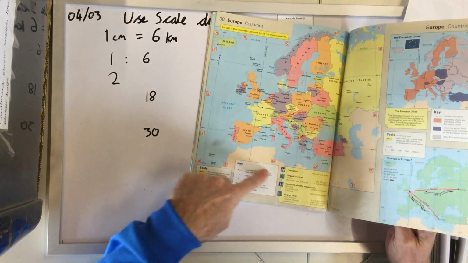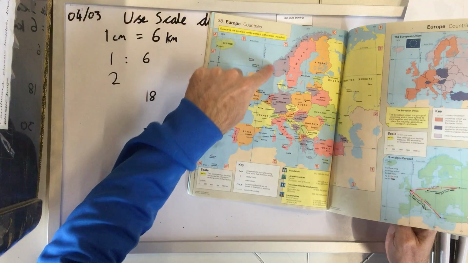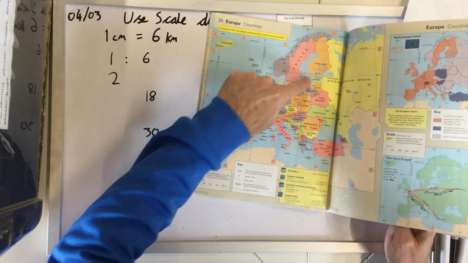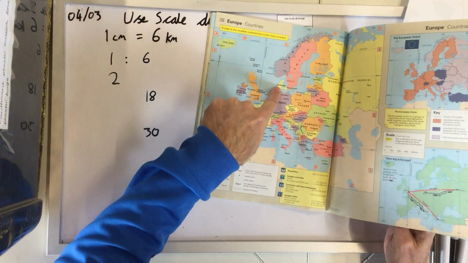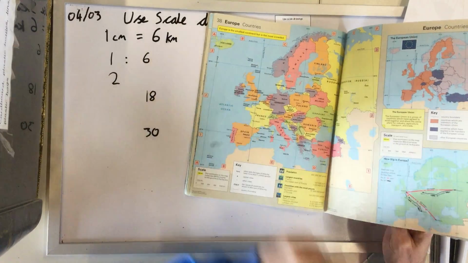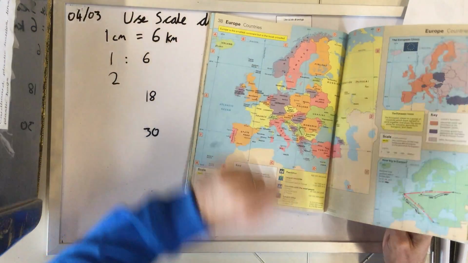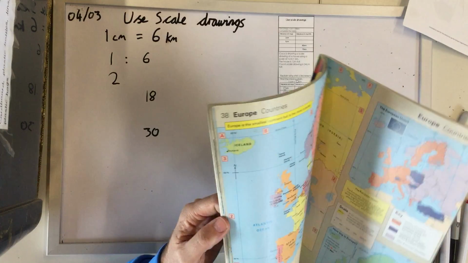Oh look, there's those Viking countries we've been learning about. Norway, Sweden, Denmark. That cross over the seas. But anyway, let's move back.